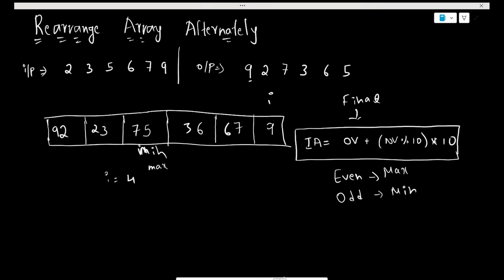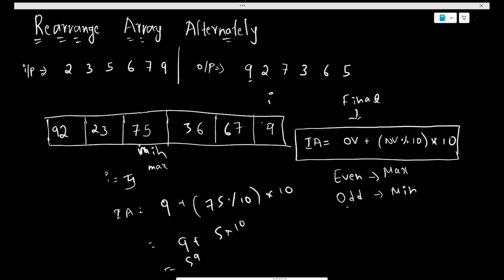Yeah. For i equal to 5, what's the intermediate answer? That is 9 plus the new value. The new value means i is equal to 5. 5 means odd number. Odd is pointing to min. Min is 75. 75 percentile 10 into 10. That is 9 plus 5 into 10, 50 plus 9, 59. So i is completed, so the loop exits, and this is our final answer.